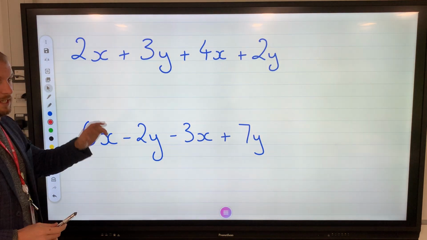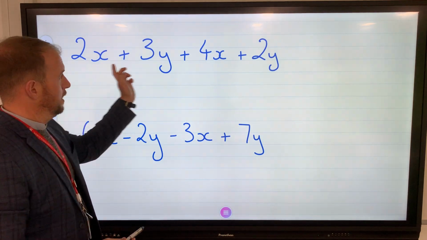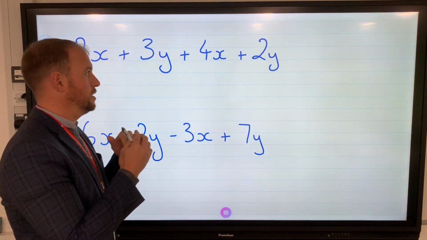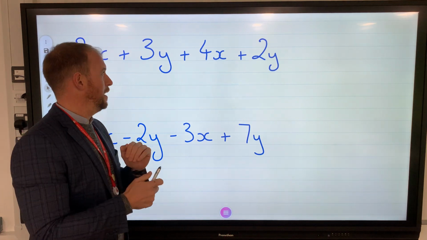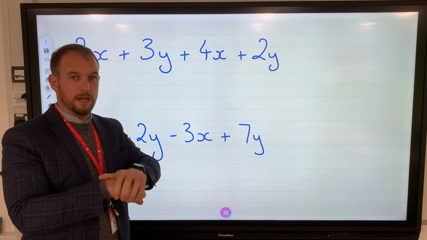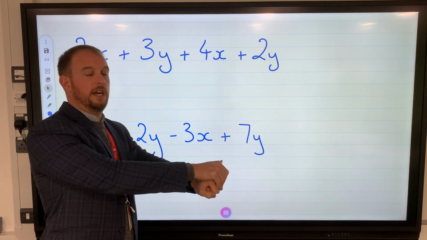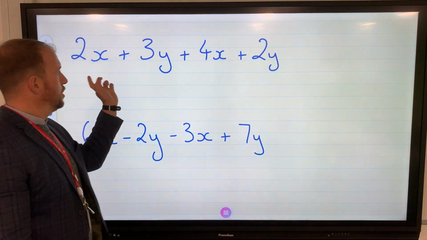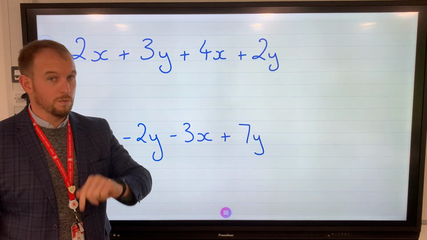We need to simplify this expression here. Now, I know it's a long question. You have to imagine I've got 2 baskets and we're going to put all of one in one basket, all of the others in a separate basket. The two letters I've got here are x's and y's.